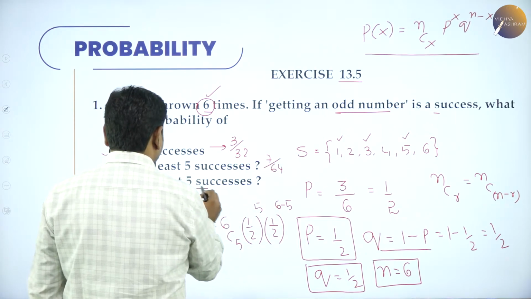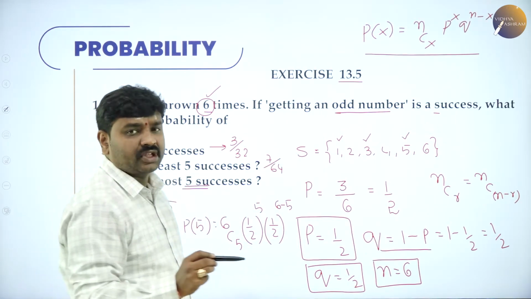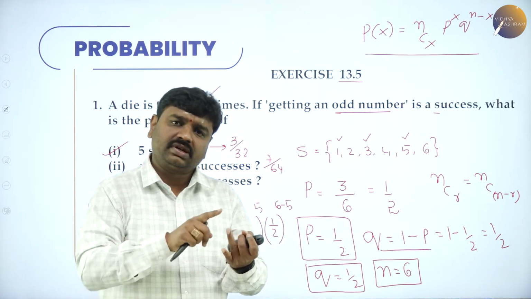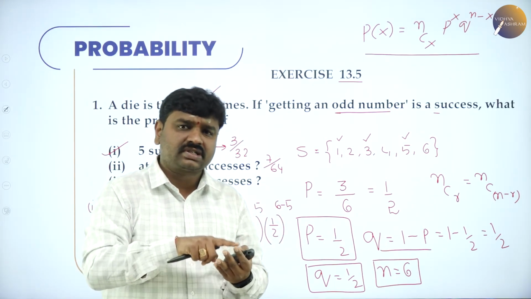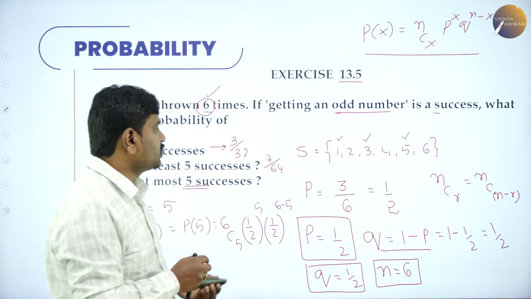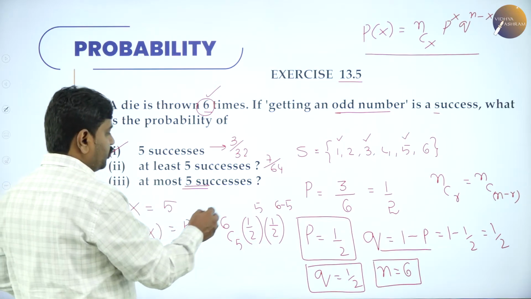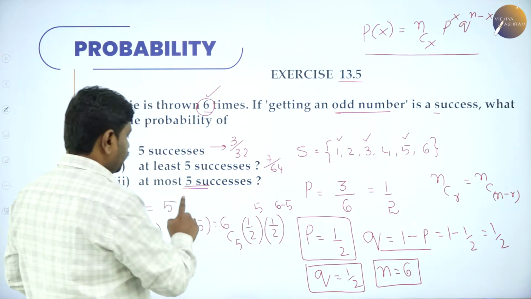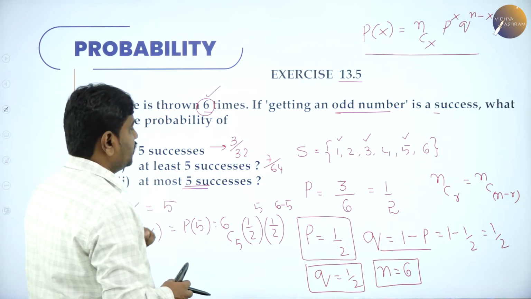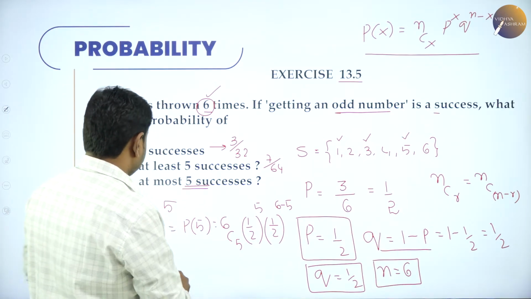Now the other case is at most 5 successes. At most means what? Maximum 5 successes. Means you should get 0 success or 1 success or 2 successes or 3 successes, up to 5 successes. Not more than that. So for that we can also use a technique. So now I hope all of you understood this. Copy this. So P of exactly 5 successes, that is P of 5.